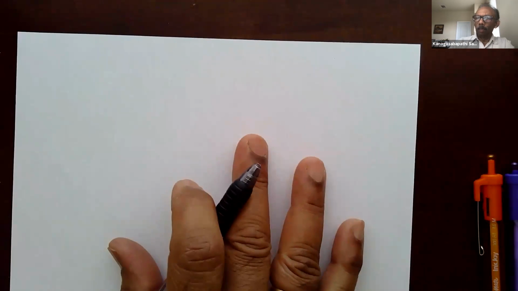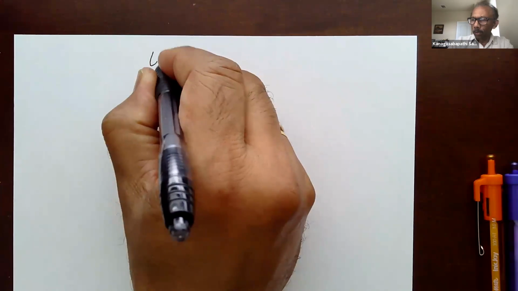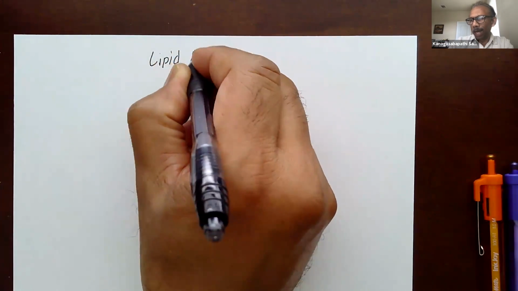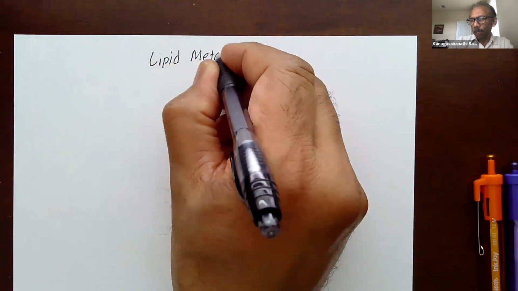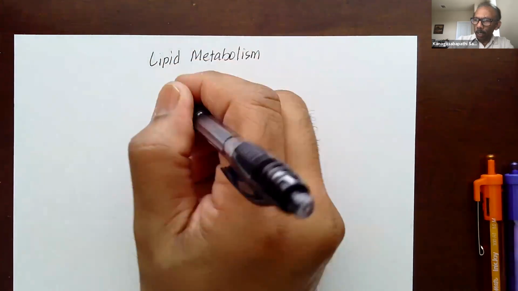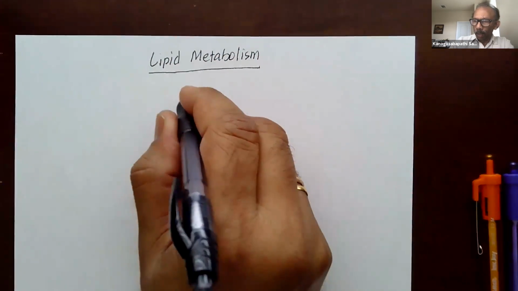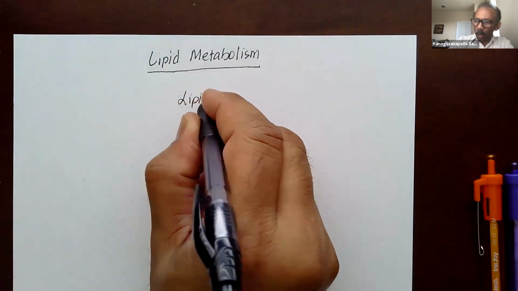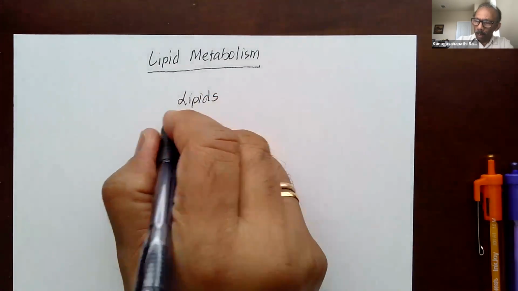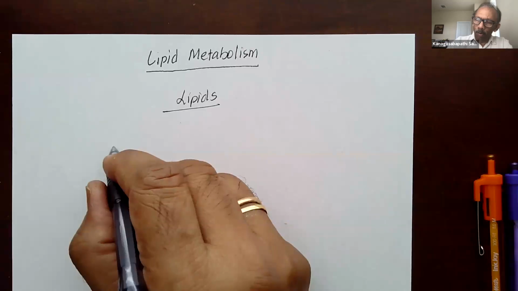So lipid metabolism is an essential part of the cells to make and break lipids. And we need to understand what lipids are and how they help. It's a very diverse group of molecules.